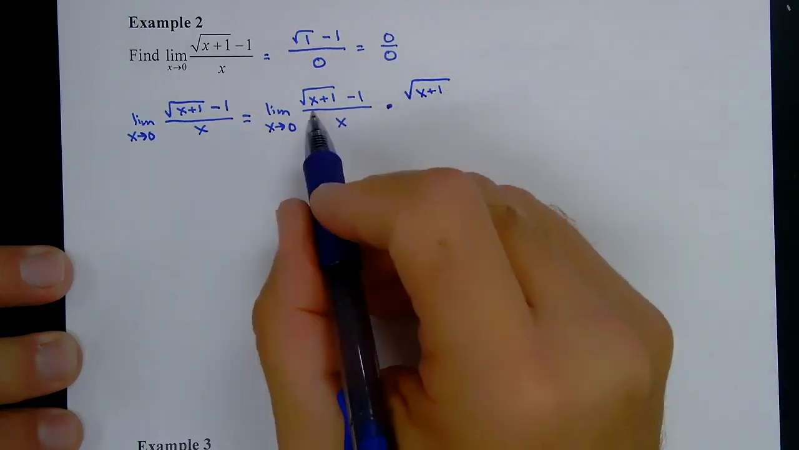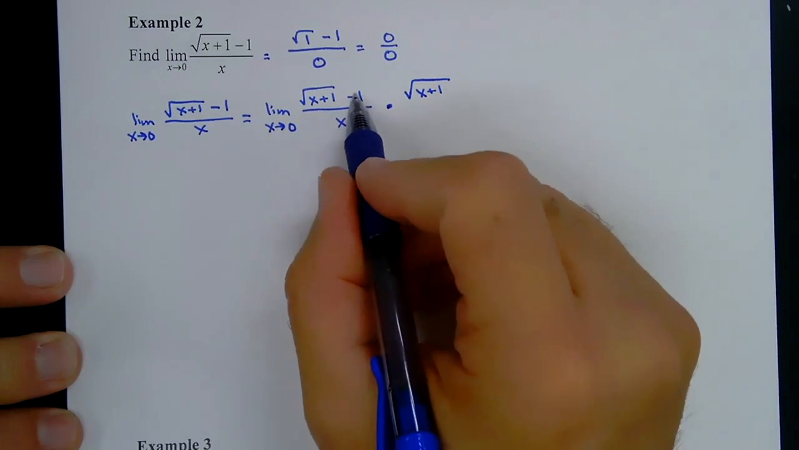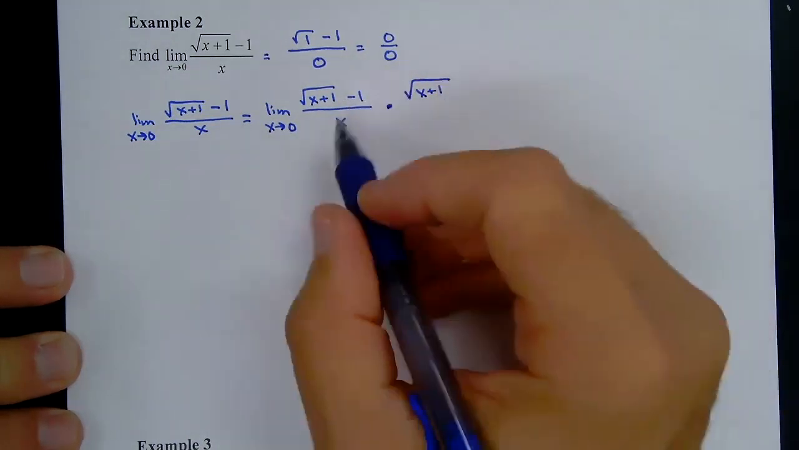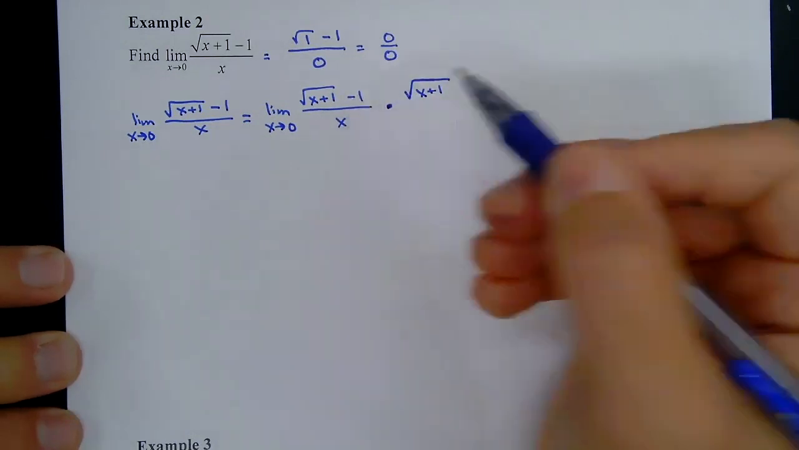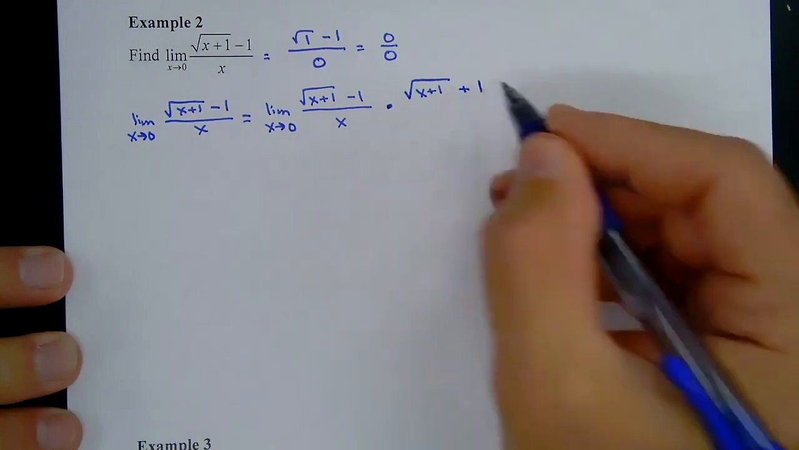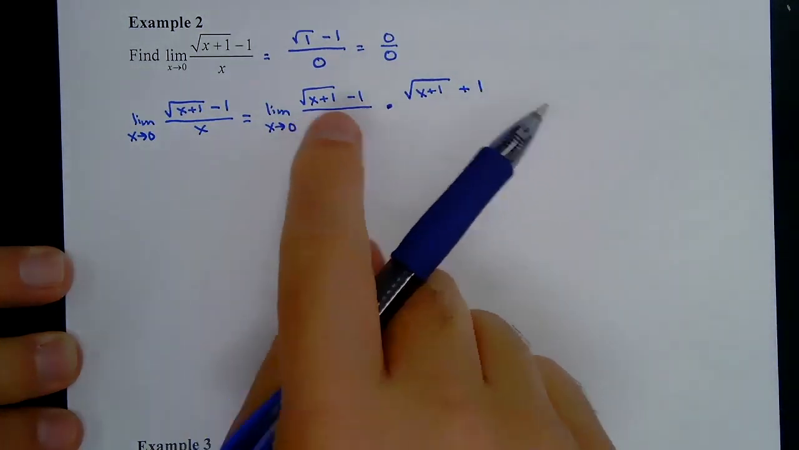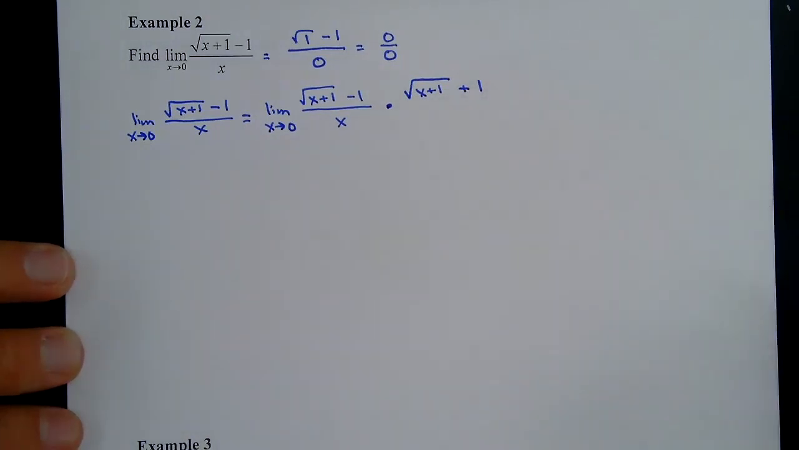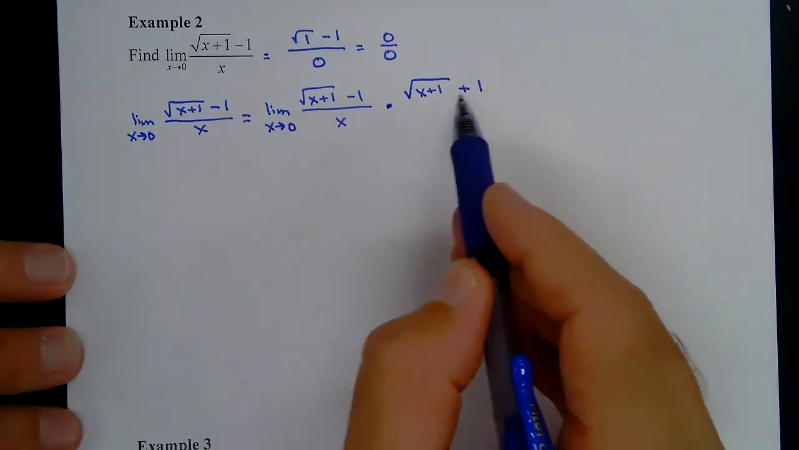And remember, conjugates are the same thing, but the operation in the middle changes. The subtraction should be addition, okay? So we have the square root of x plus 1 plus 1. These two terms are the same, and in between, the operation changes. This one's minus, this one has to be plus.